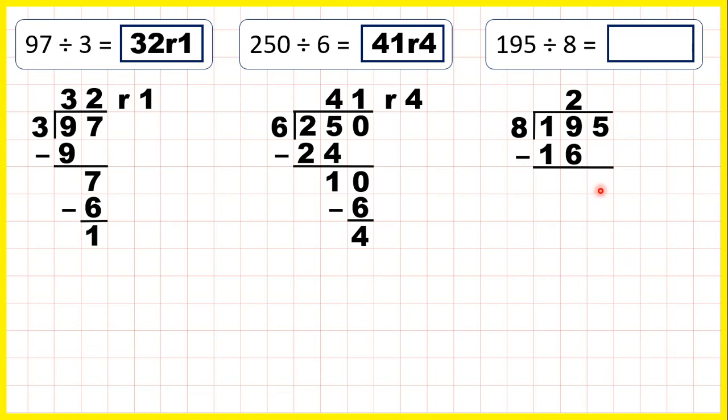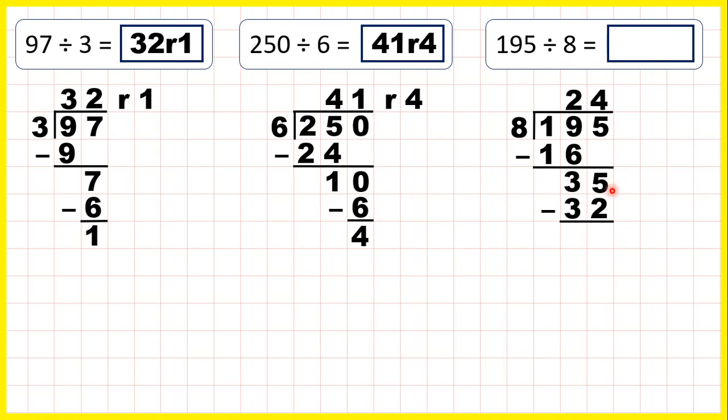Now we subtract and bring down. 19 minus 16 is 3, and we can bring down the 5, so we have 35 divided by 8. Now the closest number to 35 that's in the 8 times table, but that's still less than 35, is 32. And because 4 times 8 is 32, we write 4 in our answer line.